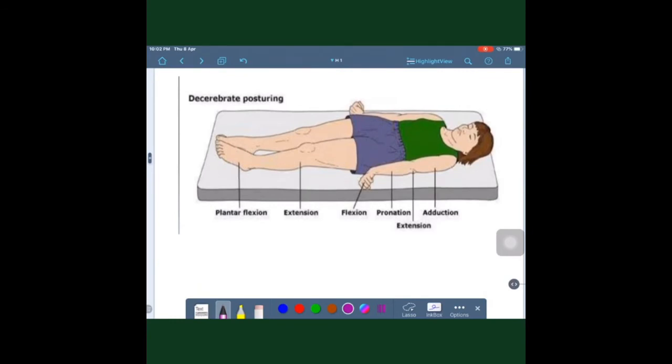Coming to the posturing, you can see the upper limbs are adducted and internally rotated with extension of elbow and pronation of forearm and flexion of fingers, and there is extension at knee and plantar flexion of foot. So this is decerebrate posture.